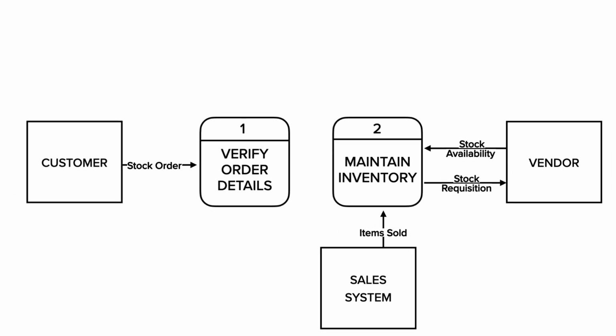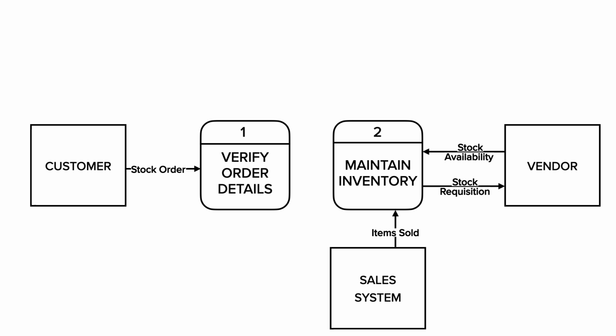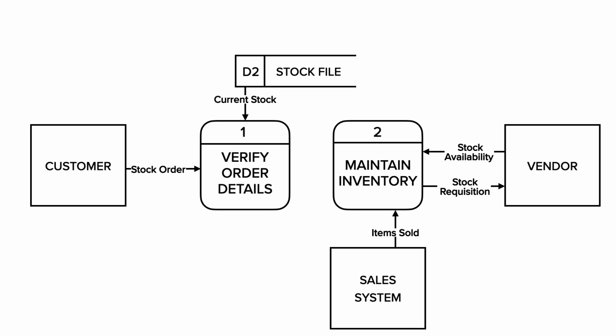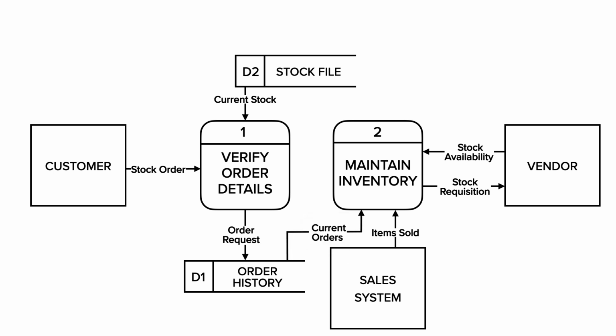So let's reconnect those data flows that we had from our original maintain inventory example, as well as showing where the input for verify order details comes from. We also had a stock file, which provides input into verify order detail. There is an order history data store as well that we saw in our previous example. But now I'm just connecting the dots, showing that the revised stock is saved in the stock file, and that serves as the current stock for verifying order detail.